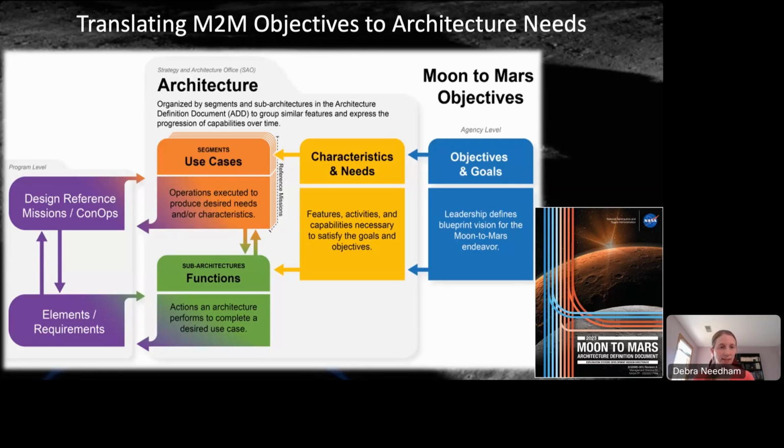And then the use cases are operations that are executed to produce desired needs and/or characteristics. So I think of those as feeding into the ConOps. Those are the operations, the concept of operations that need to happen for us to achieve the objectives, and then the functions are the actions an architecture performs to complete a desired use case. So that's a lot of words. Let's go into the next slide and talk about examples.